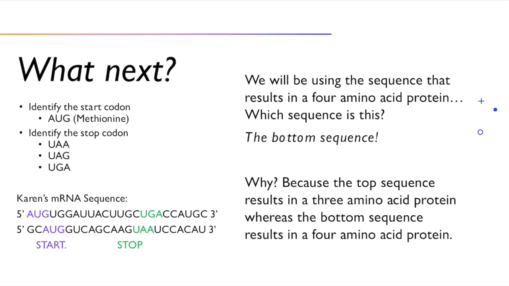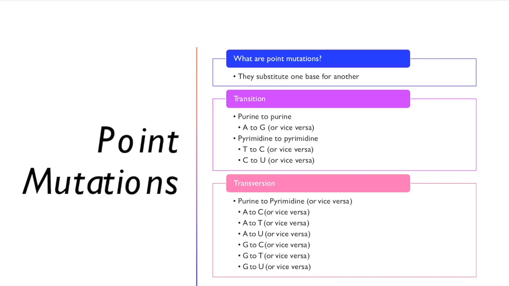With this in mind, I translated the mRNA sequence using the chart to take a better look at the amino acid composition. We'll need this later to compare Karen's mRNA sequence to her children. Before we begin this investigation, we need to look at the different point mutations that could occur.